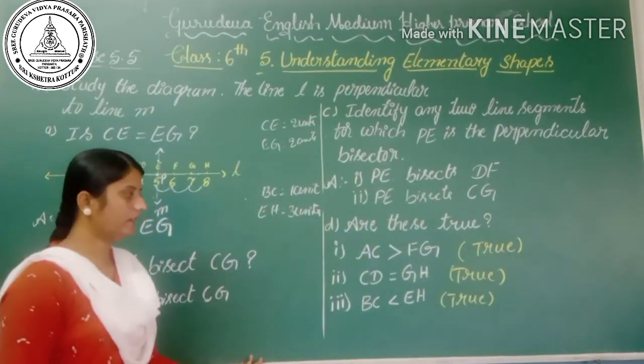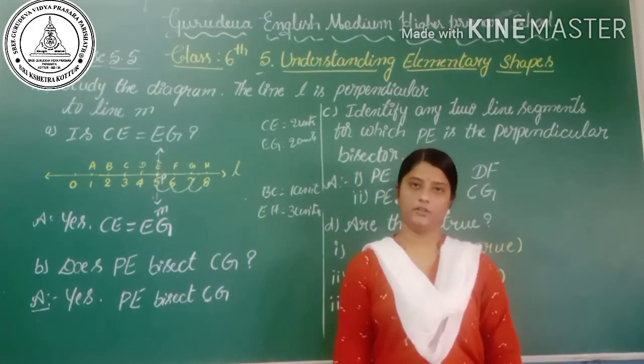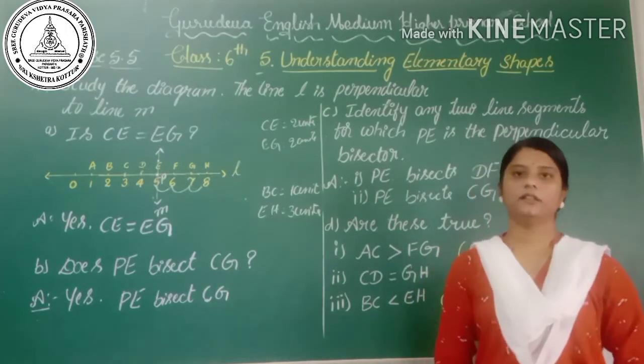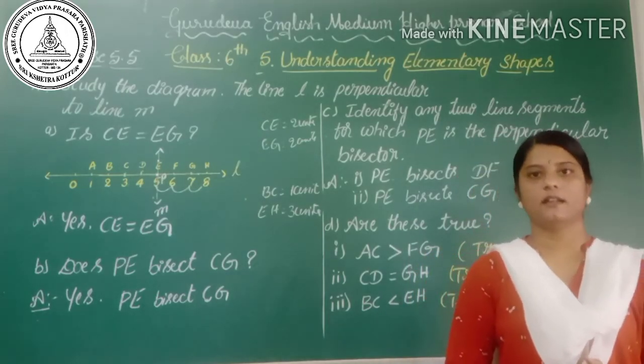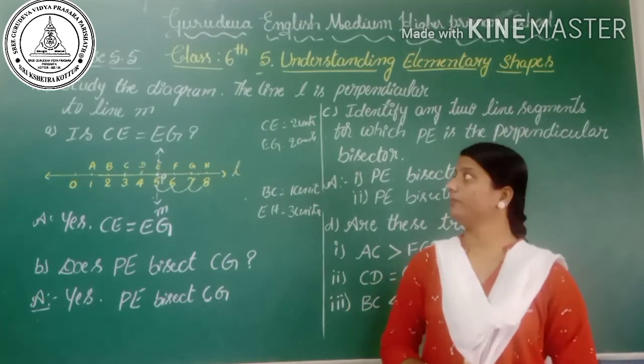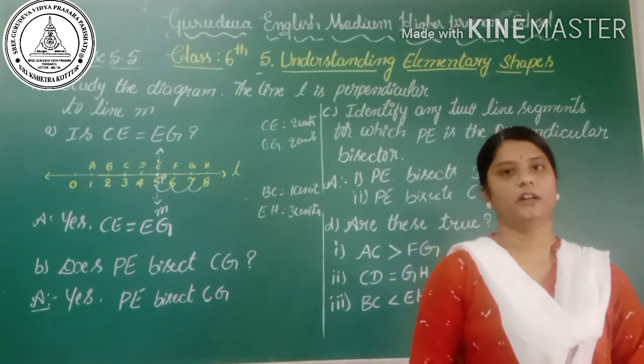Is it clear? The third question you have to do on your own. Up to here we have learned perpendicular lines, and also we have solved exercise 5.5. In the next class we are going to learn about the classification of triangles.